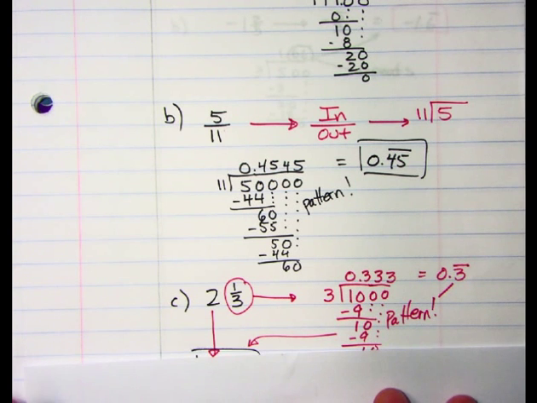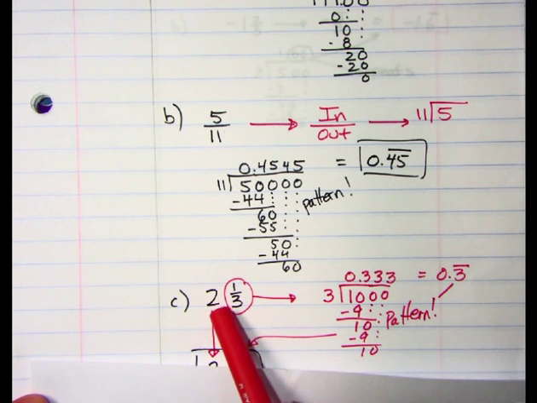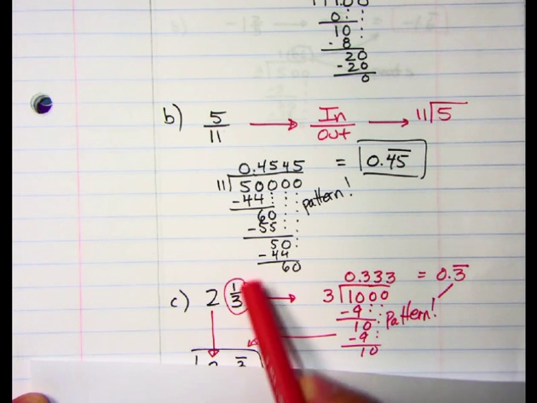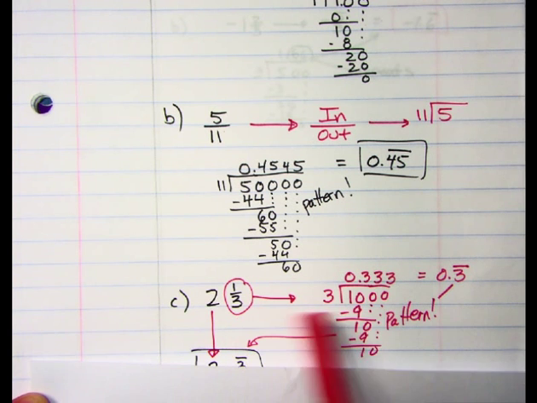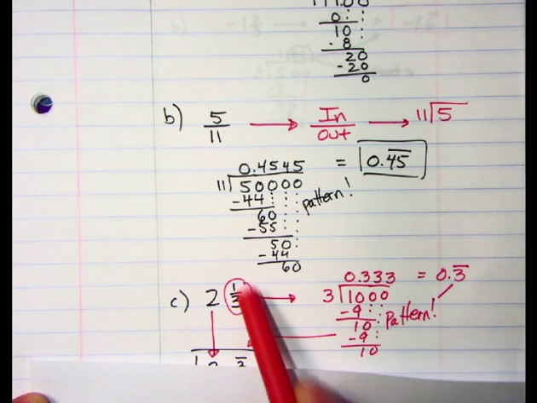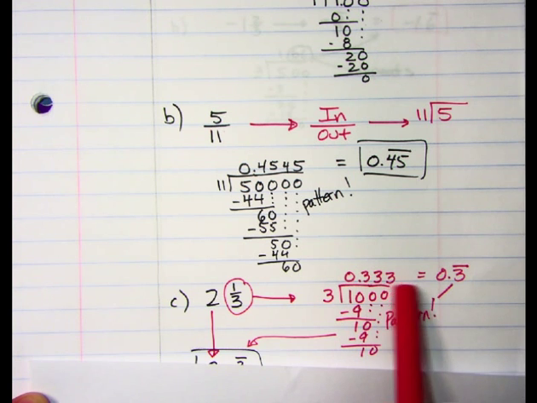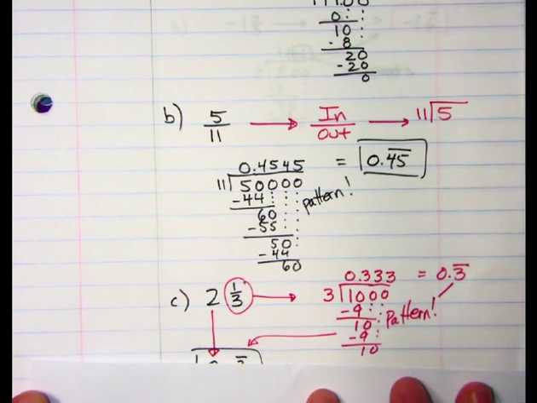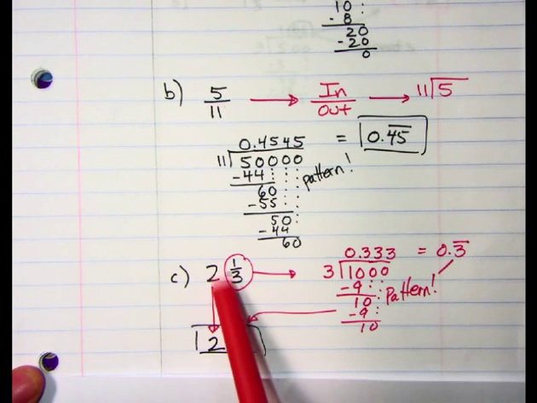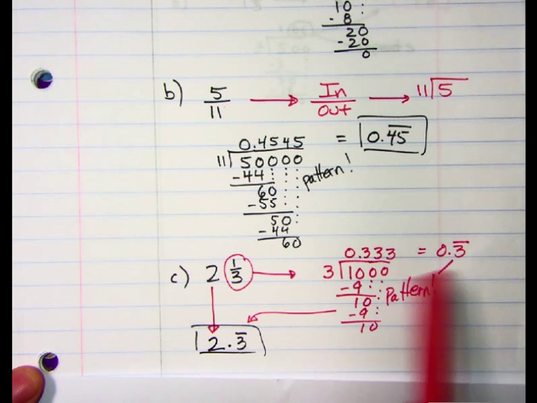Here's another one. 2 1/3. Okay, the 2 I'm going to hold off on for just a second, but I need to change this part to a decimal. 1 over 3, right? 1 divided by 3. I find out that that's 0.333 and it keeps on going. The 3 repeats. So my final answer here would be 2 whole numbers, and 3 repeating.